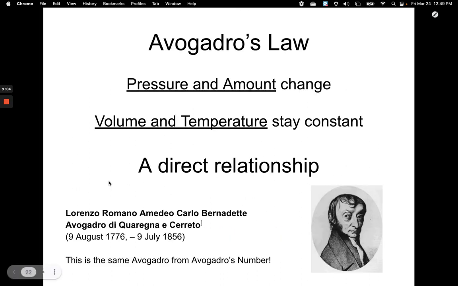Okay, Avogadro's law. This looks at the variables of pressure and amount, and the volume and temperature will stay constant. This is also a direct relationship. It's named after Amedeo Avogadro, really much longer name than that, and this is the same Avogadro from Avogadro's number.